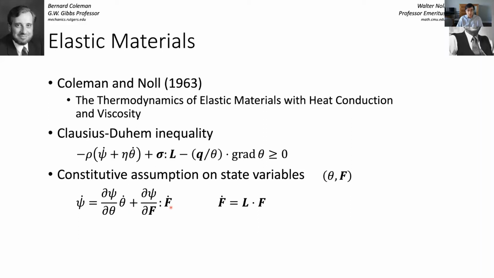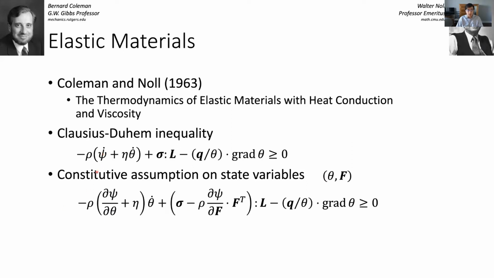You apply the chain rule, you make use of a kinematic identity, which you probably learned in your graduate course, and you substitute this back in here, and then you group the terms together. So now you've substituted the material time derivative using the chain rule, based on your choice of state variables, and you've grouped terms together. Now comes the part where we use the arbitrariness of processes.